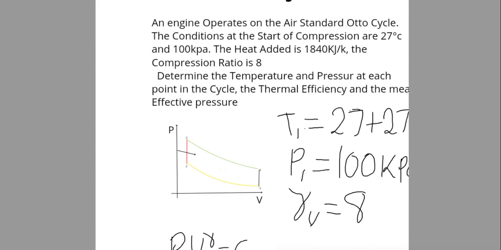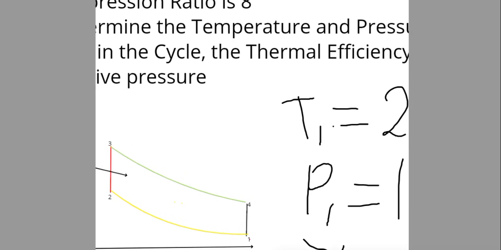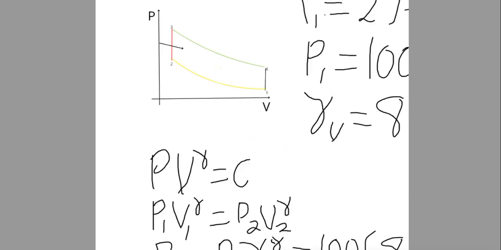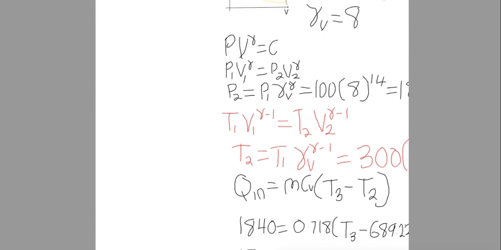We have our values for 1, 2, 3, and we have our value for P4. Now we know the relationship from 4 to 3 is an isentropic relationship. Therefore, we can use our formulas, which is PV raised to power gamma is equal to C, and the second formula, which is V1 T1 raised to power gamma minus 1 is equal to V2 T2 raised to power gamma minus 1. So those are the formulas that we are going to be using for this.